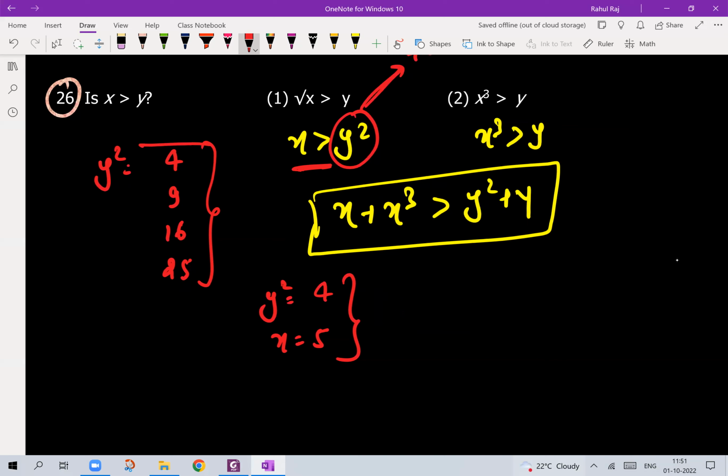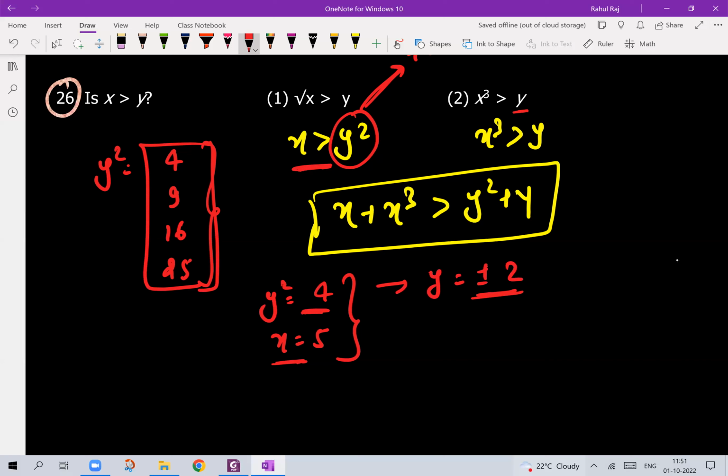I know that y square is always a positive number. I've taken so much y square terms. I've assumed one number, let's say y square is equal to 4, x is equal to 5, because it says 5 is greater than y square. So 5 is greater than 4. Imagine if you have taken y square is equal to 4, what is the value of y? y can be plus 2 or minus 2.